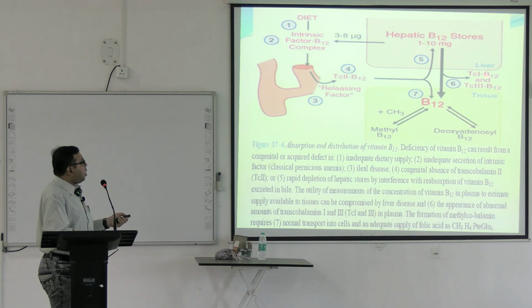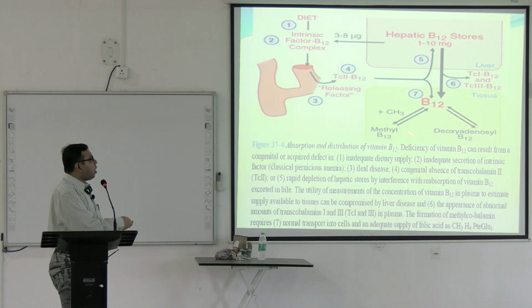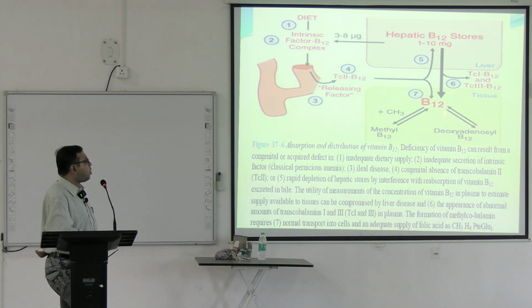Now it comes again to the appearance of abnormal amounts. If there is abnormal transcobalamin 1 or 3, and the abnormal transcobalamin is more, it will not bind with vitamin B12 and it will not be circulated to the other tissues. That may again happen. Then it comes to the different types of cells, and if there is normal transport but some folic acid deficiency, that cycle, which we have already seen, will not be completed. So there will be folate trapping like that. So these are the areas where vitamin B12 deficiency can happen.